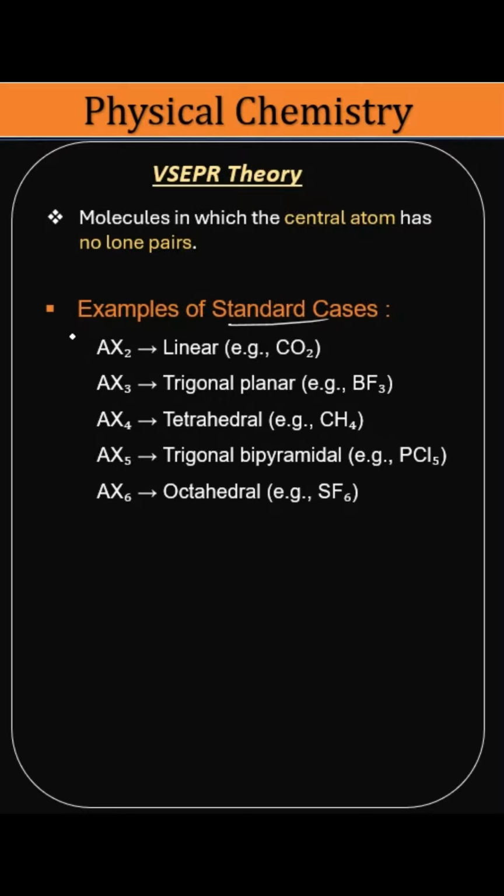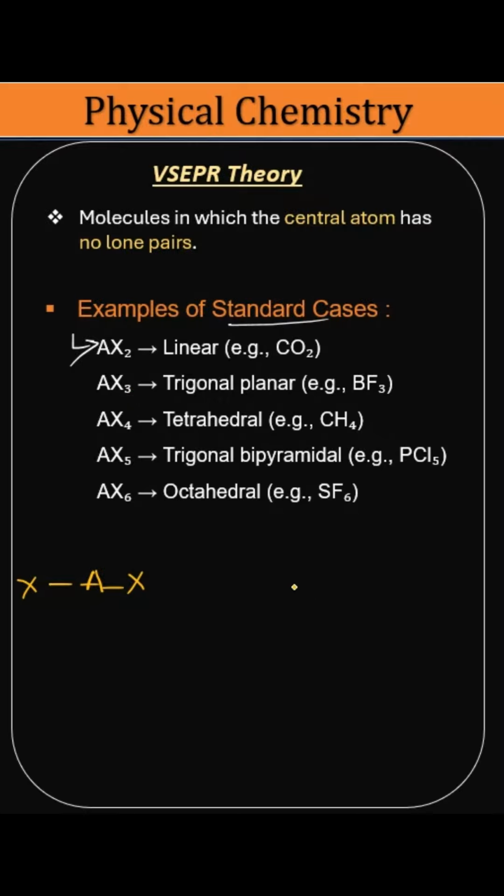Here I'm considering A as the central atom. For AX2, it is linear. How can you draw the AX2 structure? In order to minimize the repulsions, we can keep these X's on opposite sides of the central atom, right? So this is how we can minimize the repulsions. This has 2 electron pairs, and AX3 means 3 electron pairs.